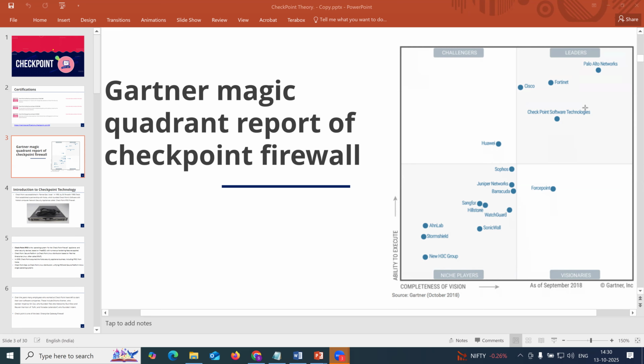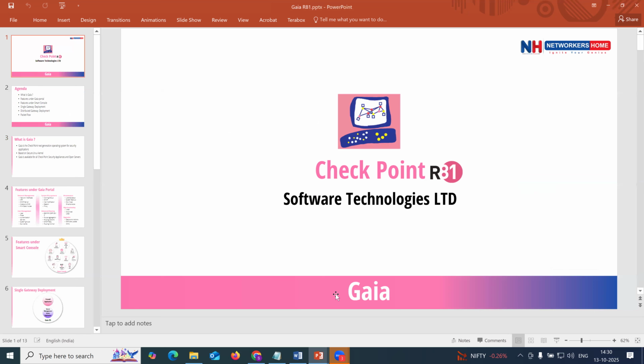So this also can be a reason that you can tell in a manager round: Checkpoint firewall has made its position stable in the leaders category since it was introduced in the market, according to Gartner Magic. That also can be one positive thing to tell when asked why you chose Checkpoint firewall compared to others. Now, one good part I'll show you guys here.